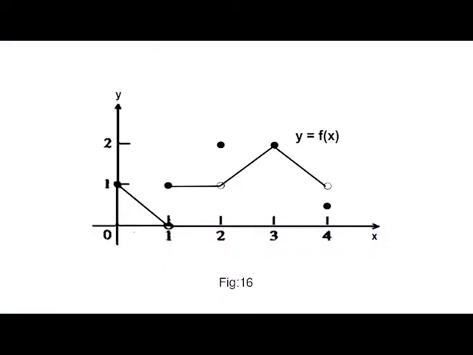As an example, consider figure 16 showing the graph of a function y equal to f of x whose domain is the closed interval [0, 4]. Using the definition of continuity at endpoints and that at interior points, we discuss the continuity of f at the points x equal to 0, 1, 2, 3 and 4.